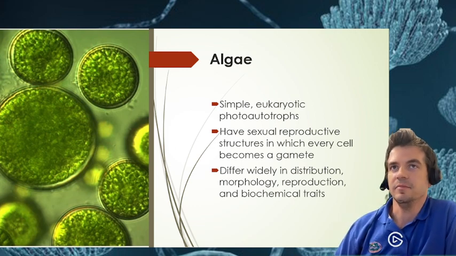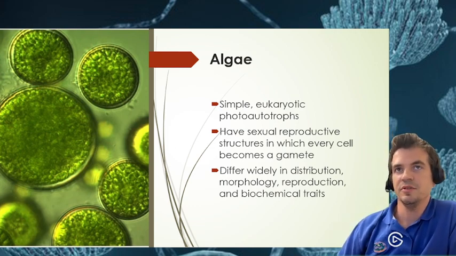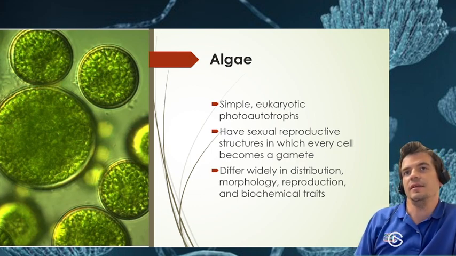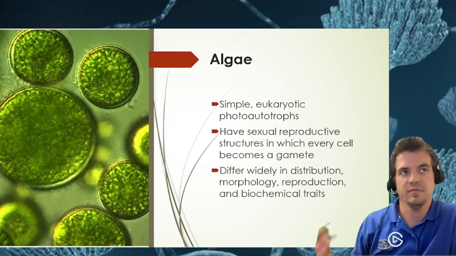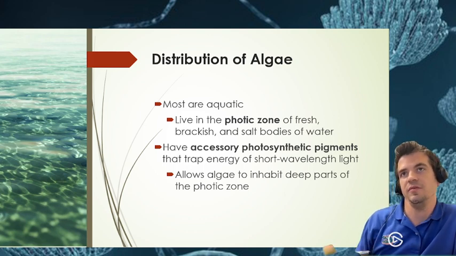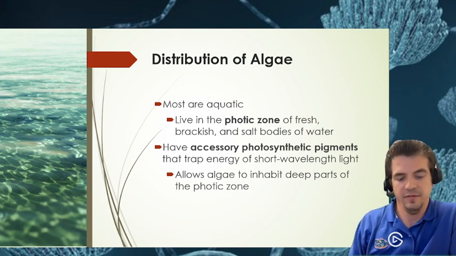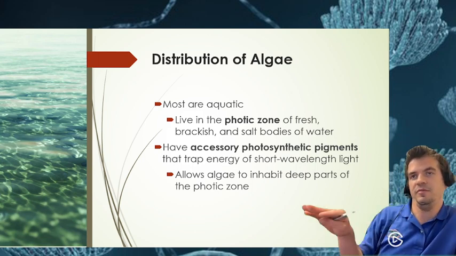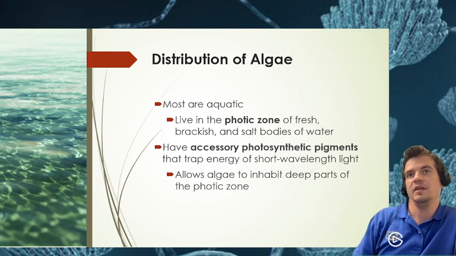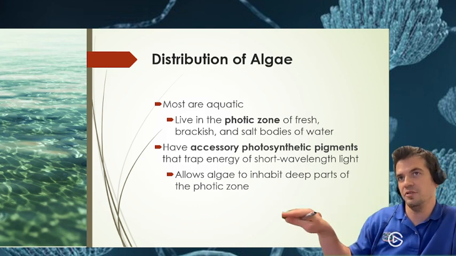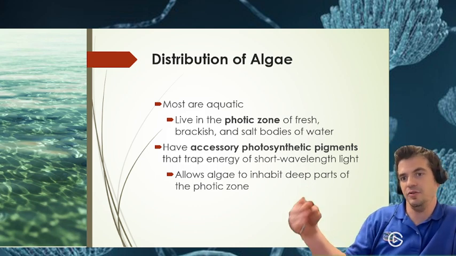Okay. They have sexual reproductive structures in which every cell can become a gamete, and they differ widely from species to species. They are generally aquatic and live in the photic zone of fresh, brackish water. And in fact, this type of area, with algae and other microbes, are actually responsible for making more oxygen in the ocean than all the trees are.